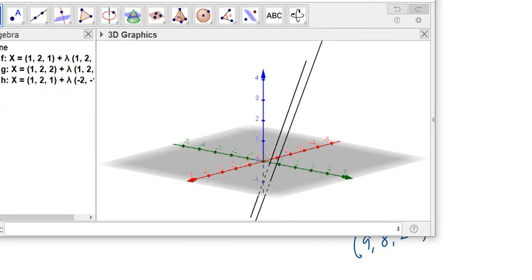Okay, any questions? We got two more examples.